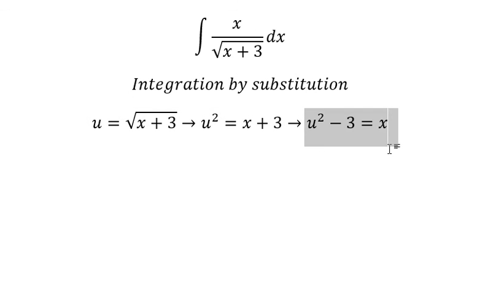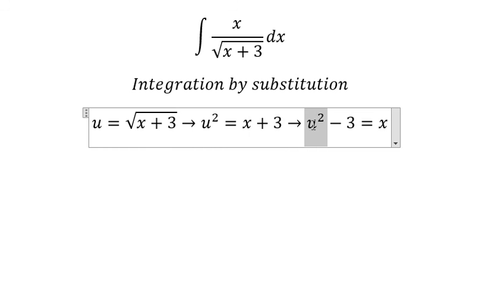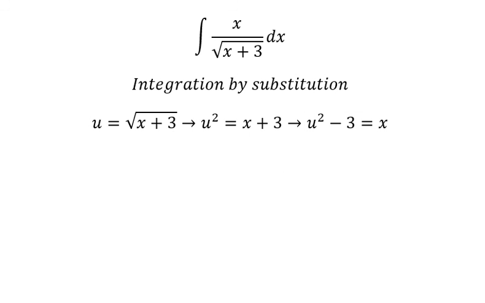Next, we first do the derivative of this one. The derivative of u square, we have 2u. Negative number 3, that's a constant, so we just put the u in here. The derivative of x, you got 1, so we have 1 dx. So we can simplify like this.